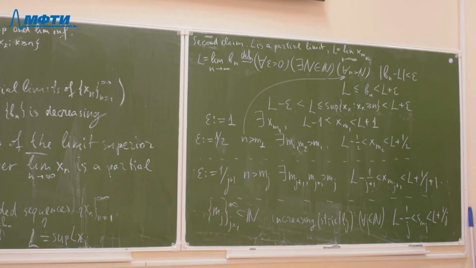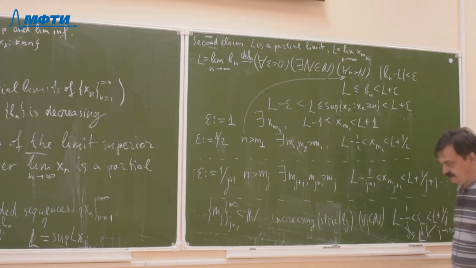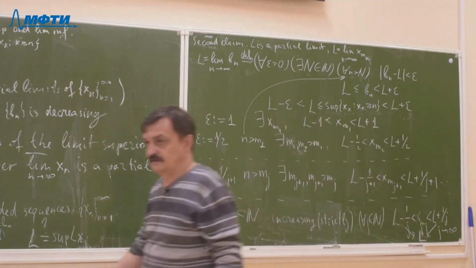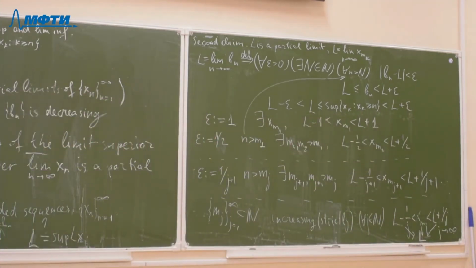And then we have the two policemen theorem. As j tends to infinity, the sequence in the left hand side and the sequence in the right hand side have the same limit, capital L, hence the sequence in the middle has the same limit.